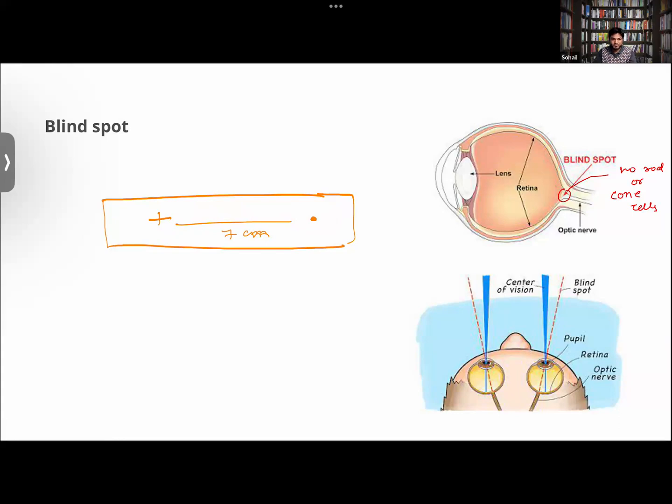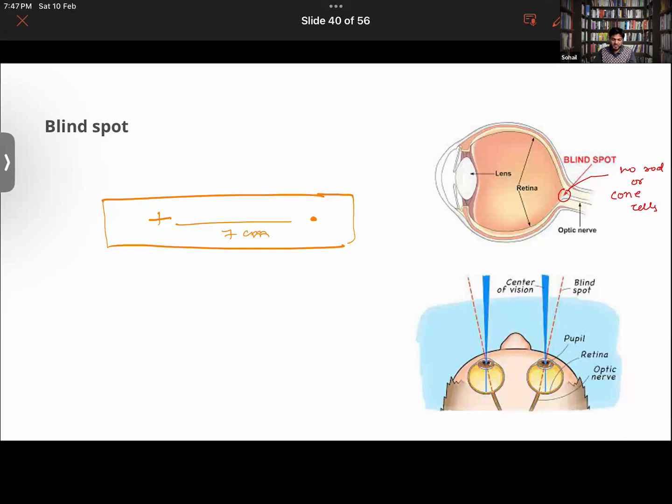Then we have to close our left eye, and then we have to concentrate on the plus sign. First, you have to hold it at arm's length. Then we close our left eye and focus on the plus, and then we slowly bring the cardboard towards us, and then we can see that at some point the dot will disappear. Correct, correct. So that is the blind spot.